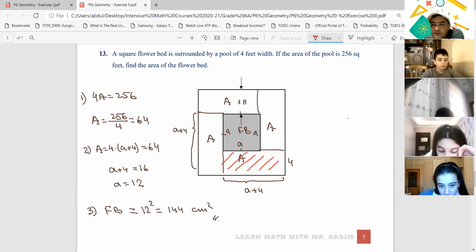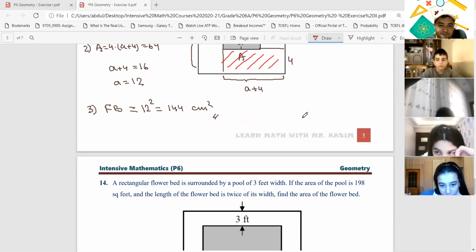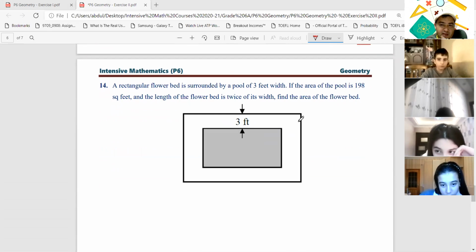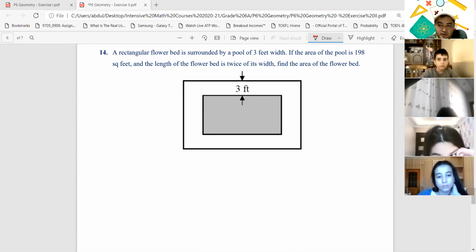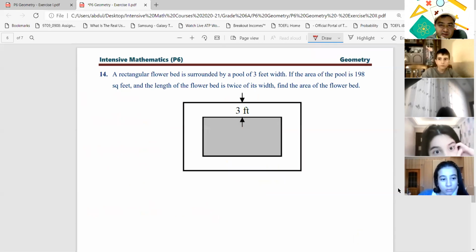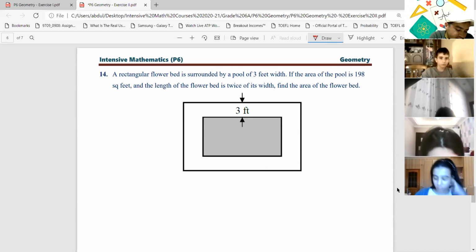Okay, guys, very good. Let's continue. Next question. Similar question, and I hope everybody solves this question correctly. Read it well. Try to understand and solve this. You have 3 minutes. Time starts now.